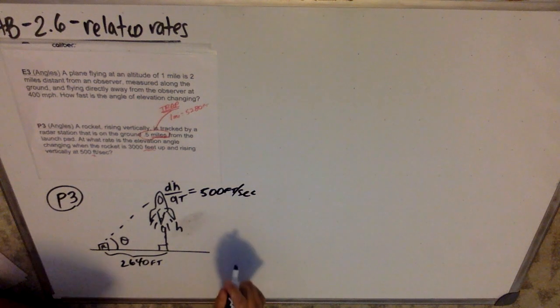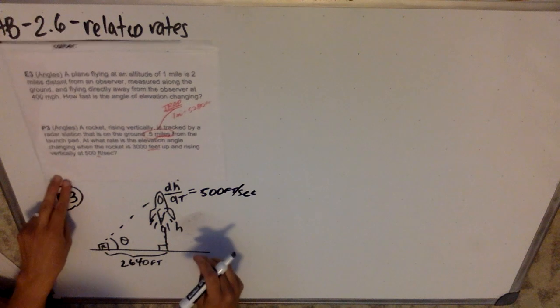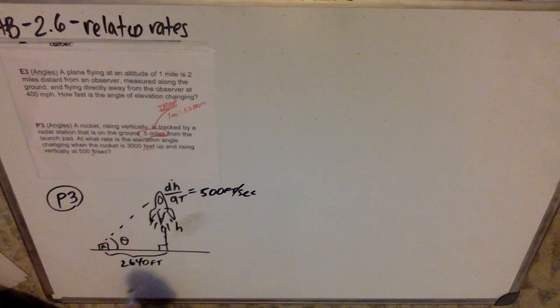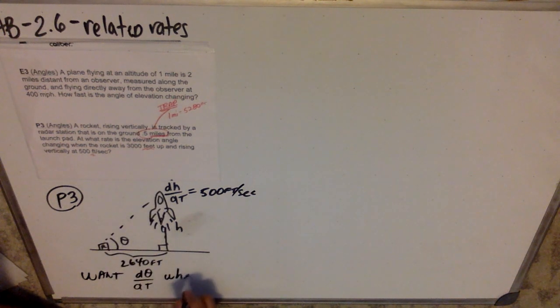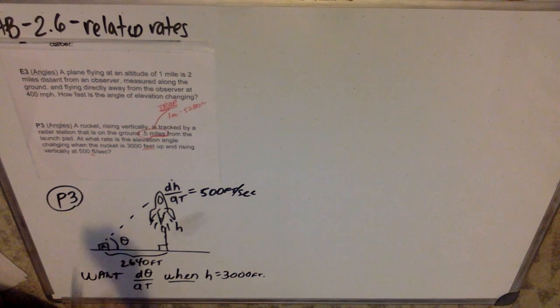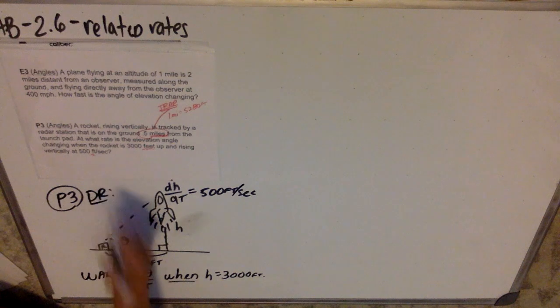Okay, cool. And so what we seem to want in this problem is d theta dt, because they ask how fast is the angle of elevation changing, at the moment when h is 3,000 feet. Okay, so that's what we seem to want. So there's my diagram and my rate, right?